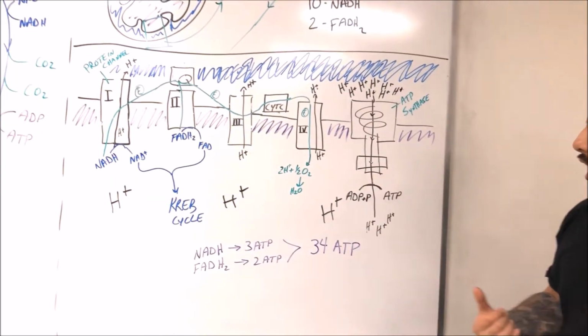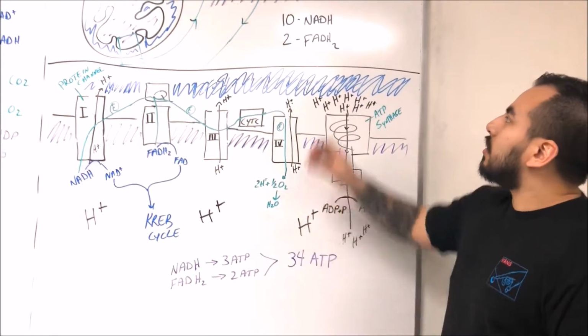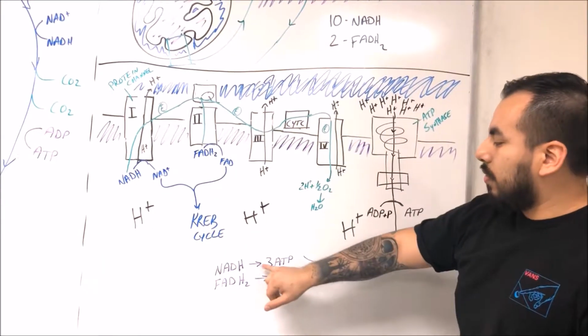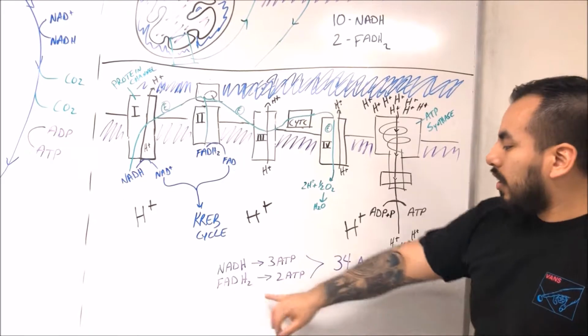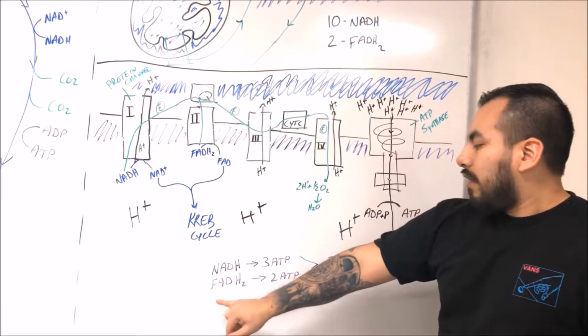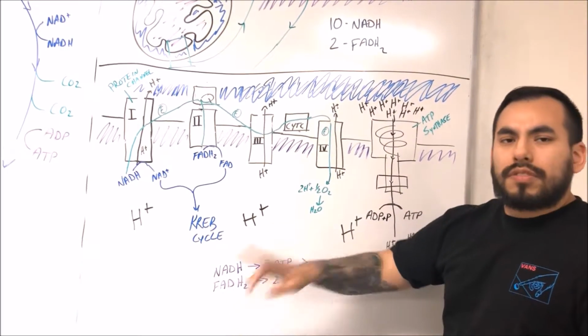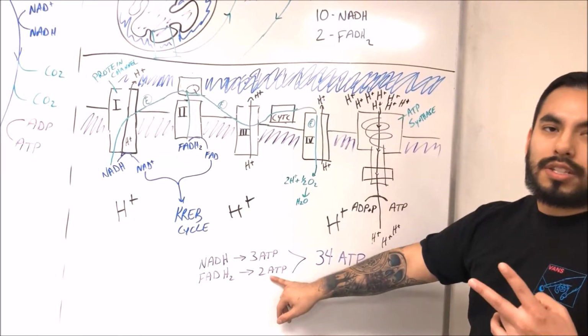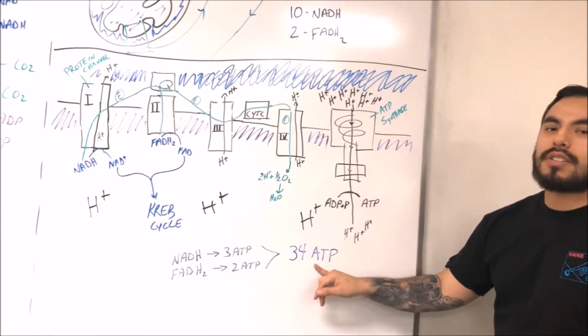So now the total gain really is from the 10 NADHs that we started off with. So 10 times 3, we get 3 of those, that's 30. And we start with 1 FADH, I believe 2, right? Yes, 2. And we multiply that because we get 2 ATPs, so the total is 34 ATPs.